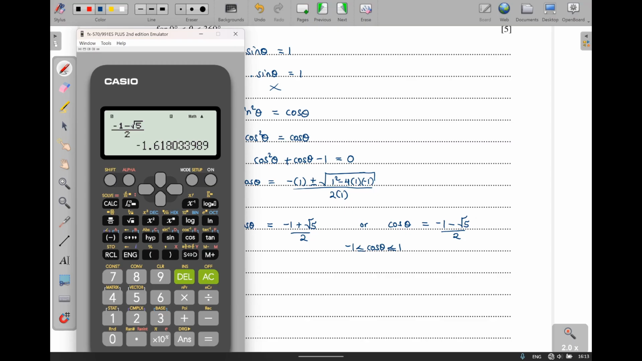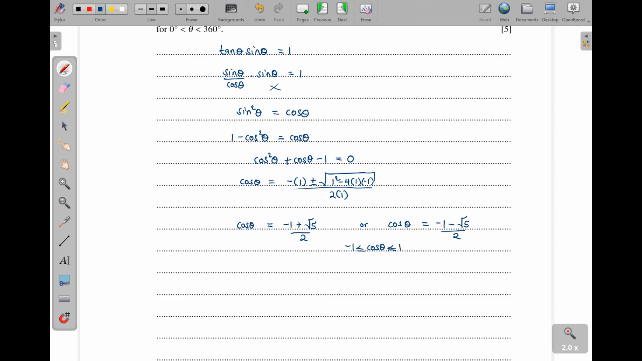If I say shift, then mode, then I put it in degrees, and then I say the arc cos of this, the calculator will give me math error. You see, because it goes beyond negative 1. So, therefore, I just write here, this one is undefined. You forget about it, and then you come to this one. So theta is going to be equal to the arc cosine of negative 1 plus root of 5 over 2.